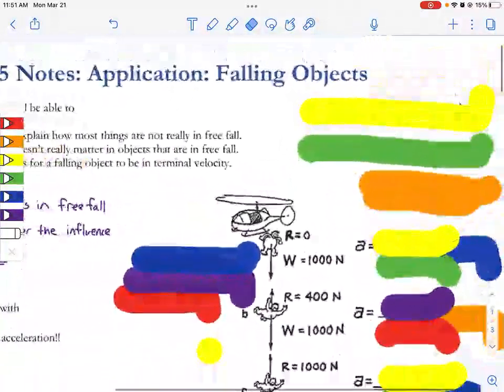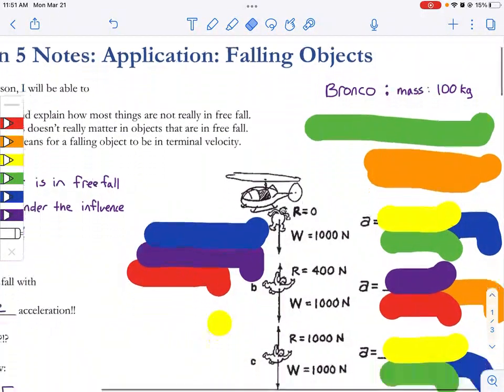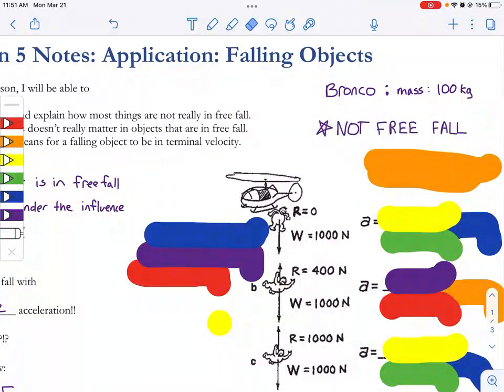So this guy's name is Bronco. He has a mass of 100 kilograms. He is not in free fall. That's because he's falling through the air. If he were in free fall, he would probably die because he needs air to breathe, right?